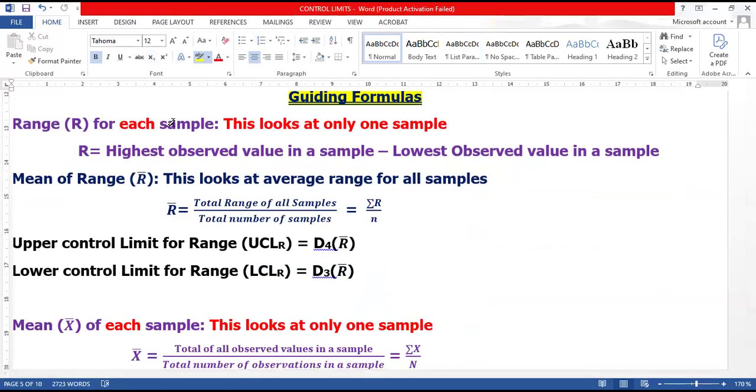We'll be looking at each sample. As you plot your range chart, you're plotting range against sample. So if you have 10 samples, each sample will have a range figure. The range looks at each sample. And how do you get range? You get the highest value minus the lowest value from the data. From each sample, you will observe different values.